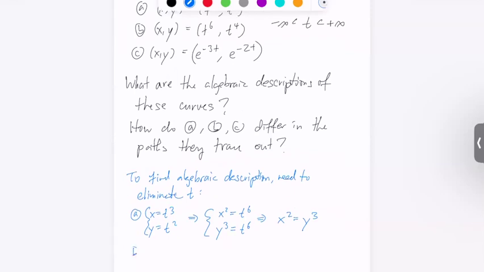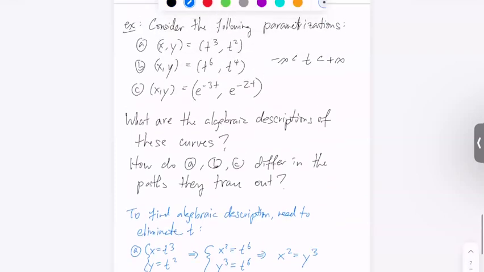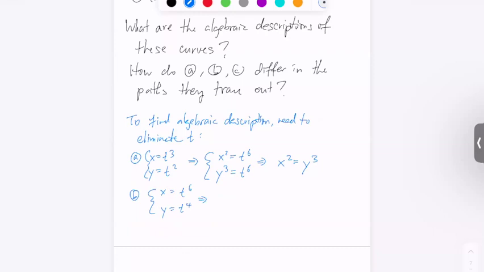For example, for b, you could also do the same thing. Well, we could try something different. x is t to the 6th, y is equal to t to the 4th. And now, if you look at Muhammad's example in chat, you could try the same trick. How is t to the 6th related to t to the 4th? Well, let's find different ways of doing this. I don't want to repeat the point here. You need to generally be somewhat creative.